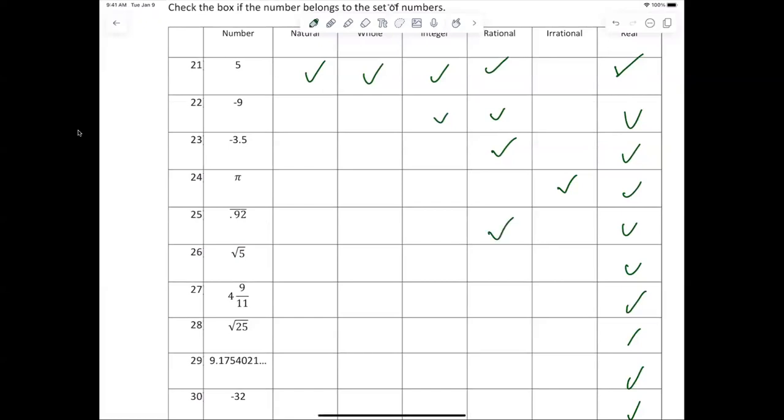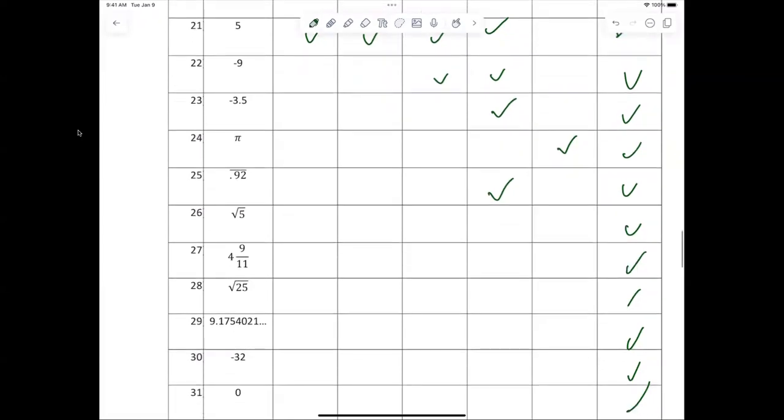Rational and real. Thank you very much. Katie. Rational. Square root. It's not a perfect square. Irrational, right? If it was 9, you would say different. You hear me? All right, so that's irrational. Colton, what about 4 9/11s? That would be rational. That would be rational and real.